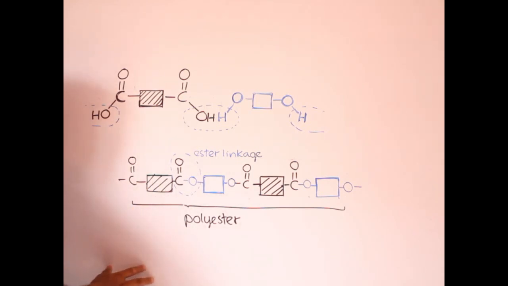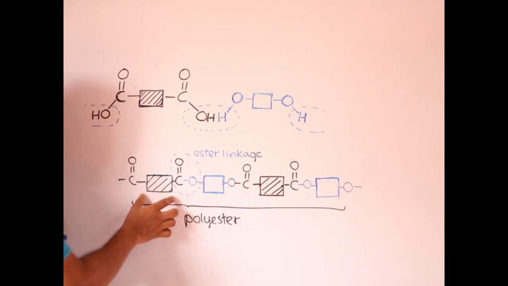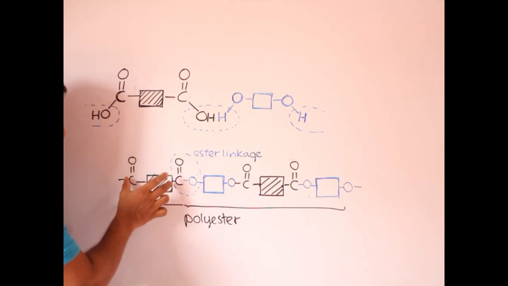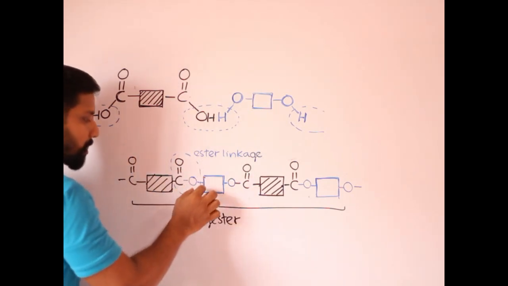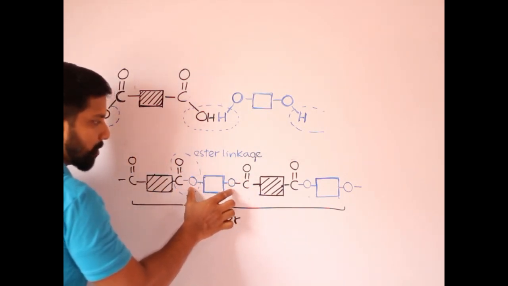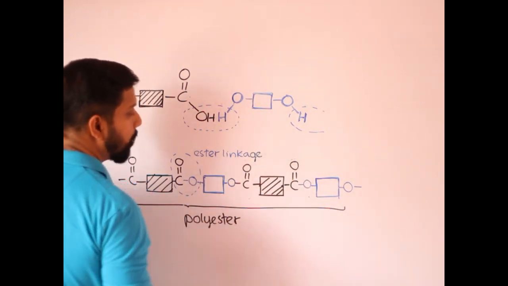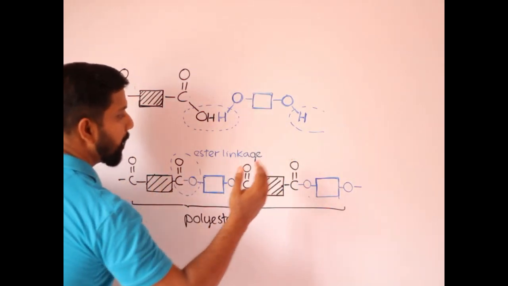Carefully see, at the two corners of each box, here we have the same groups: the alcohol oxygen atoms, and the other molecule has the same carbon-oxygen double bond. So this happens again and again.